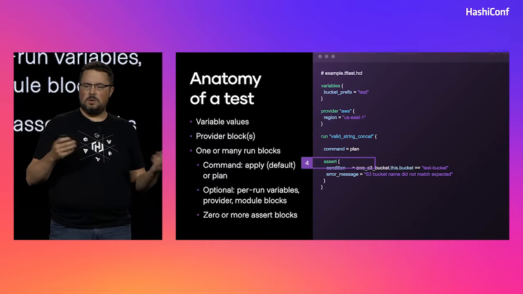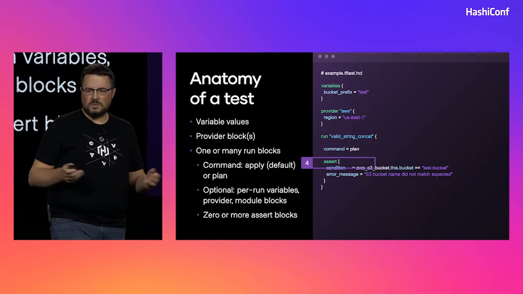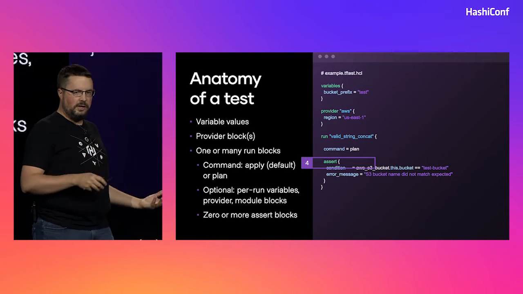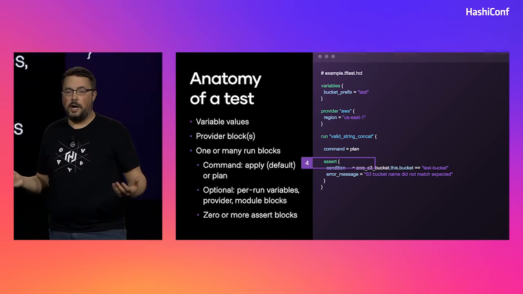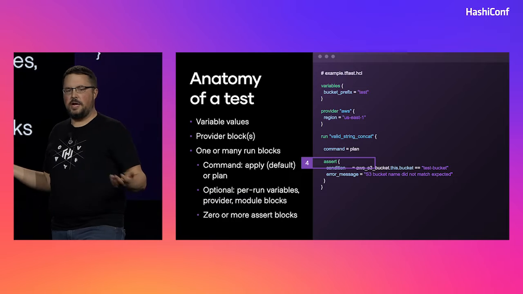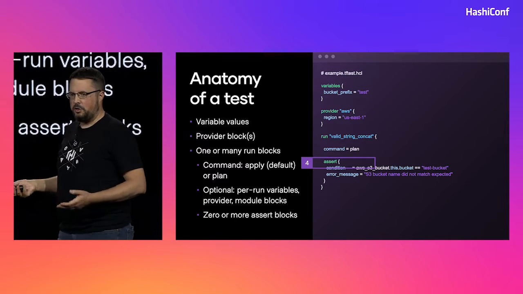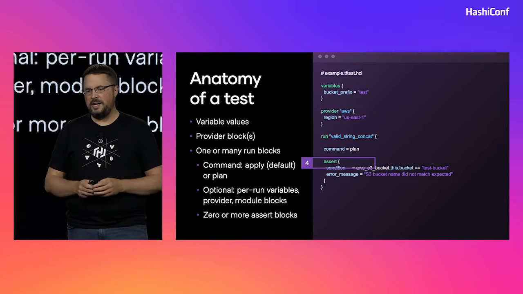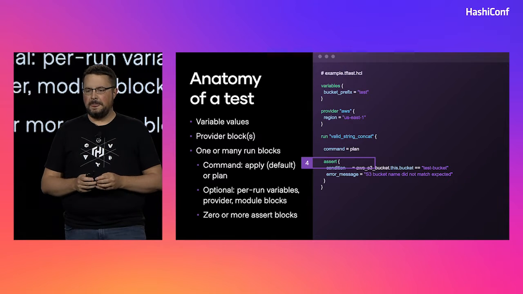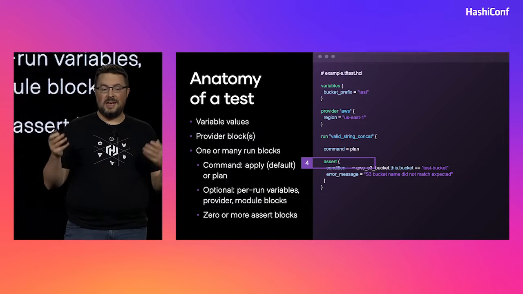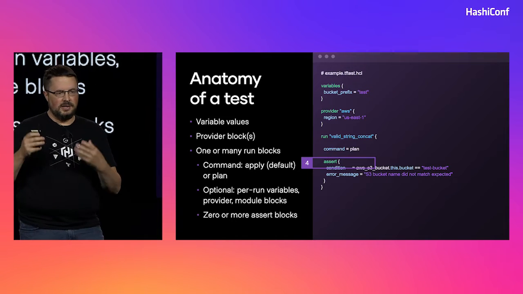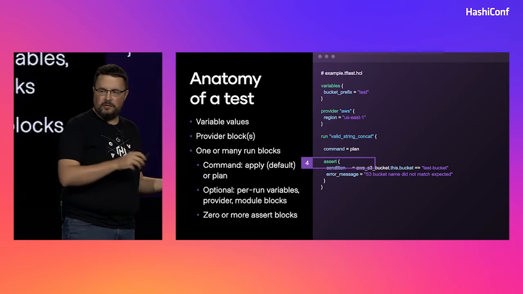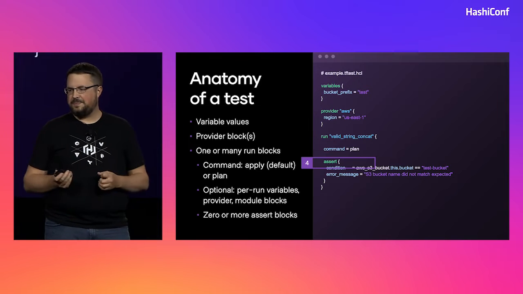And then we have zero or more assertions. And these are where you can really dig into the behavior of your module, get into those custom conditions. They're not required. You could simply run a plan and catch any errors, or simply run an apply and catch any errors. But those conditions and assertions really let you dig into the behavior of the module. We can also optionally, within a run, have variable and provider blocks that customize that one run versus the top level blocks here at the top of this file.